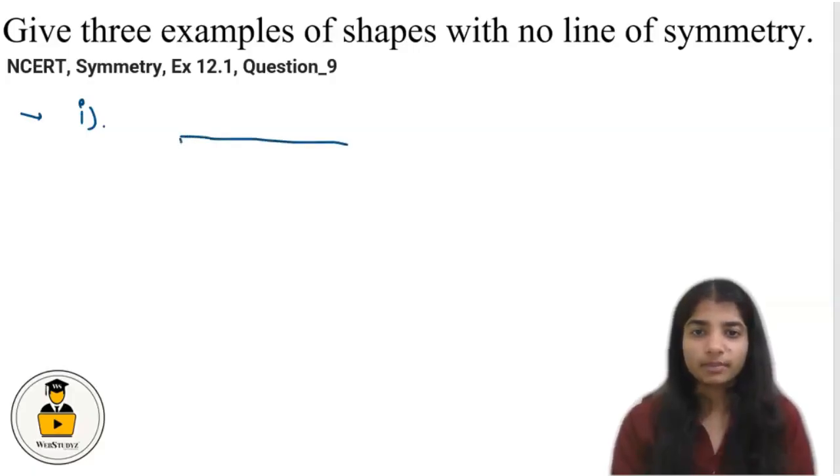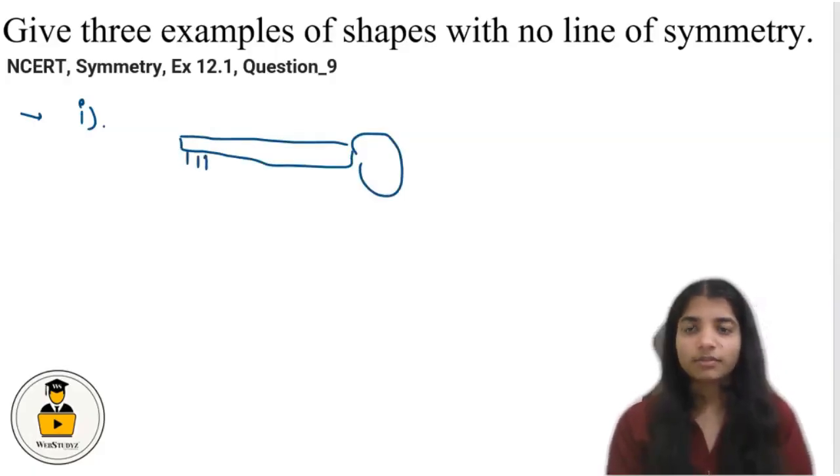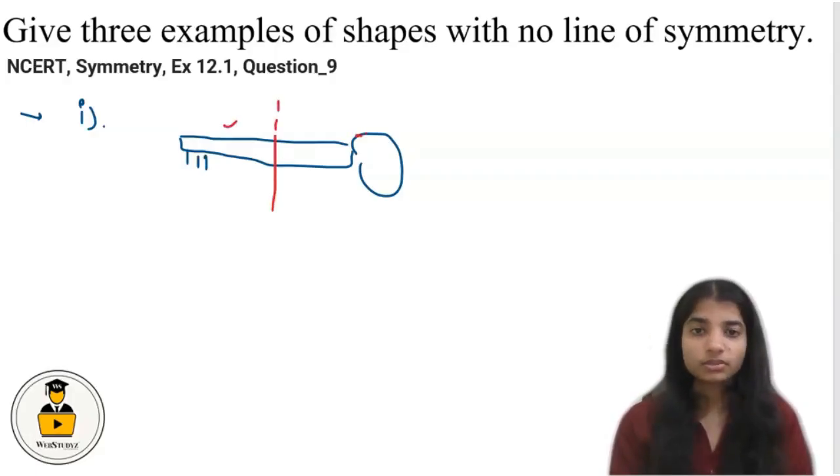If we draw a key, so let's say this is our key. If you look here, if we divide this key from here, both the sides are different. So this vertical symmetry is not there. If we divide this horizontally, the upper portion is this simple, but the lower portion is this. So it does not have any line of symmetry. So this is our first example.